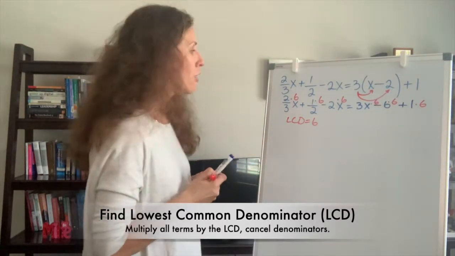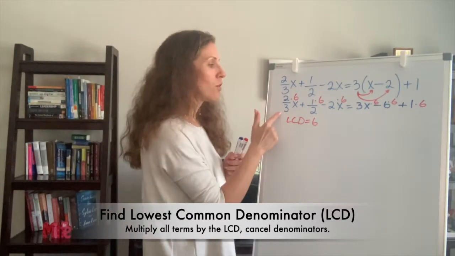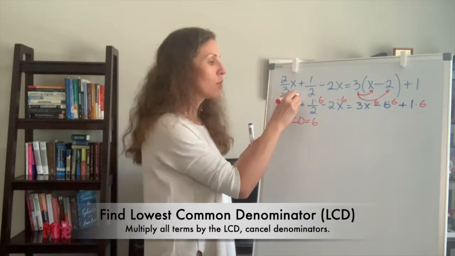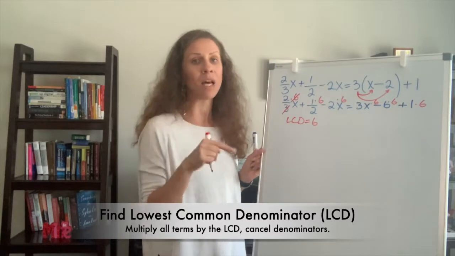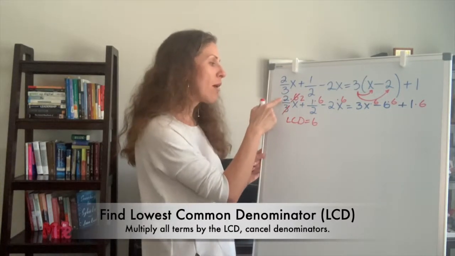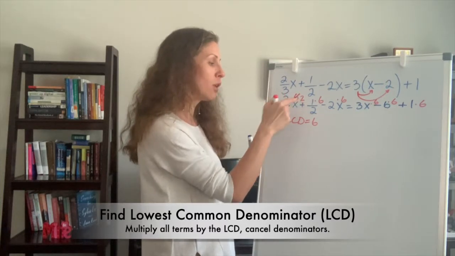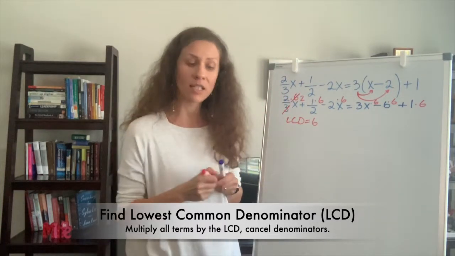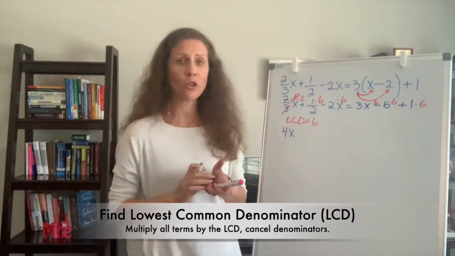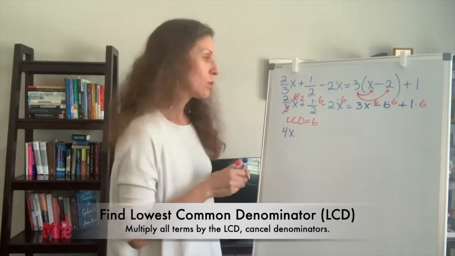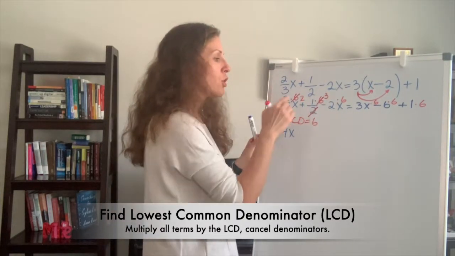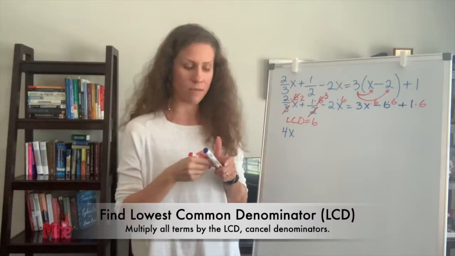Here's why. Look at the first fraction. It used to be 2/3. Now I'm going to say that 3, that's at the bottom, goes into the 6 two times, so I multiply the top by 2. So instead of 2/3, I now have 2 times 2, which is 4. And I also have an x next to it, so that's 4x. The next term used to be 1/2. Now I'm going to say that 2 goes into 6 3 times. So it's 1 times 3, which is 3.